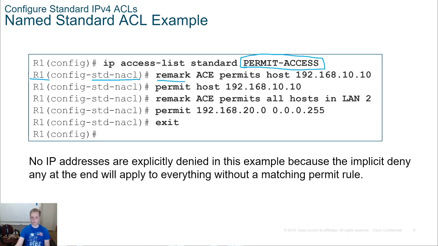And we'll put in a remark here. And we'll put in a permit, another permit statement. And remember, again, what you don't see here is a deny any, or denial, or whatever you want to call it. Implicit deny. So they said no IP addresses were explicitly denied because we have this wonderful implicit deny here.